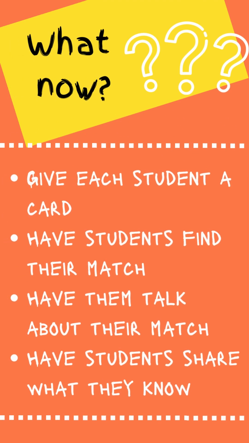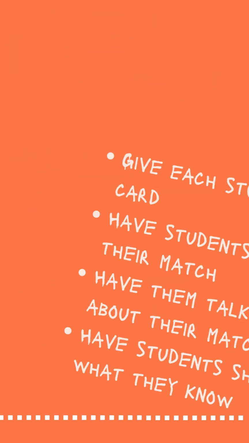So, what are students going to do? The first thing you're going to do is give each student a card. I always have my students keep their card to themselves. Then you're going to have students walk around the room to find their match. Once they find their match, they're going to talk about their match and how they fit together and define that term or that relevance of their match. And then you're going to have students share what they know with the whole group.